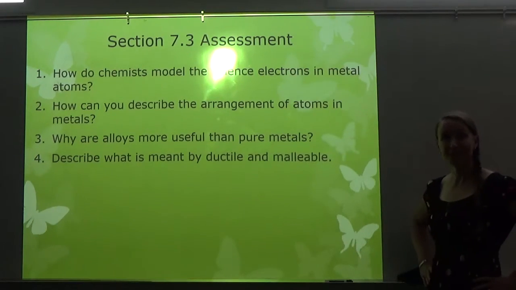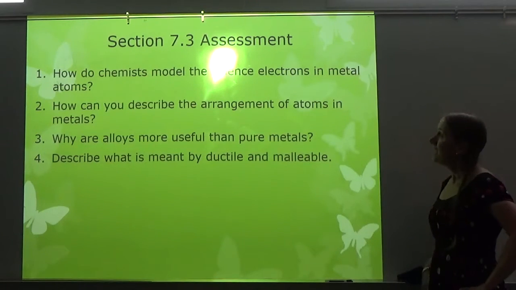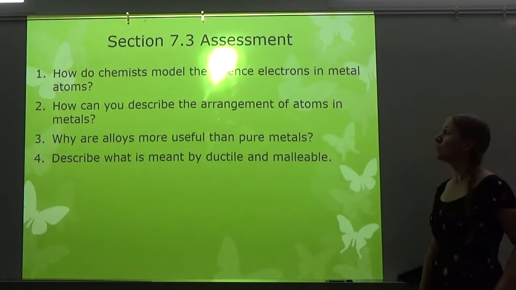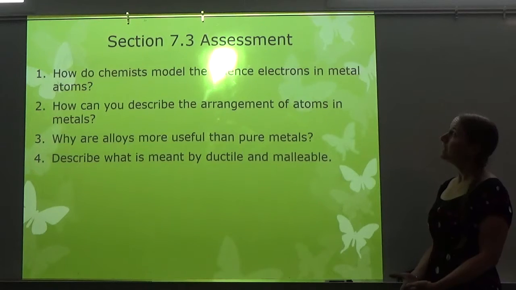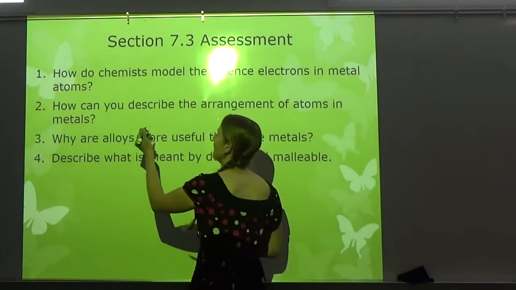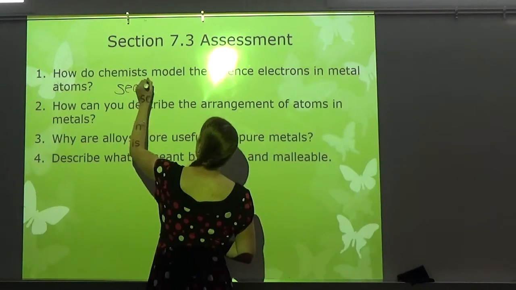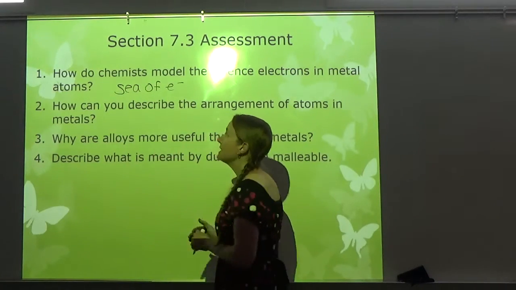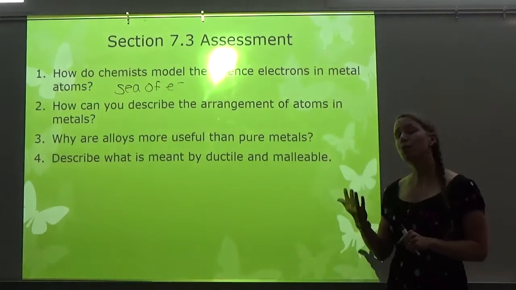So, that section was fast. Section assessment. That's good that it's fast after those two longer videos I just made. How do chemists model the valence electrons in metal atoms? Well, remember, it's modeled like a sea of electrons. That just means those valence electrons are mobile.